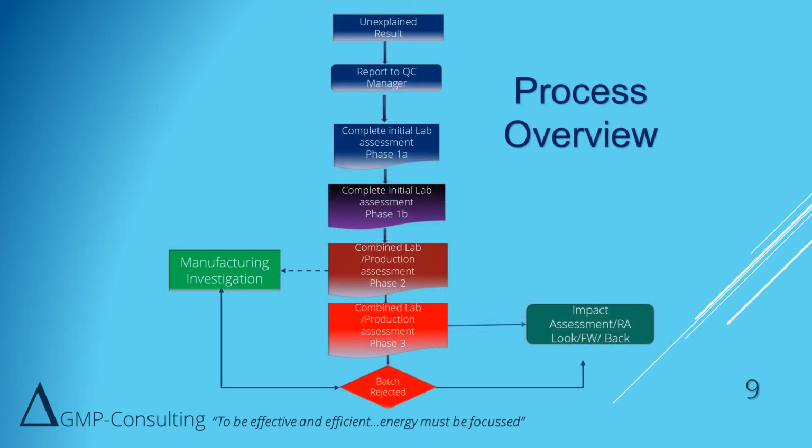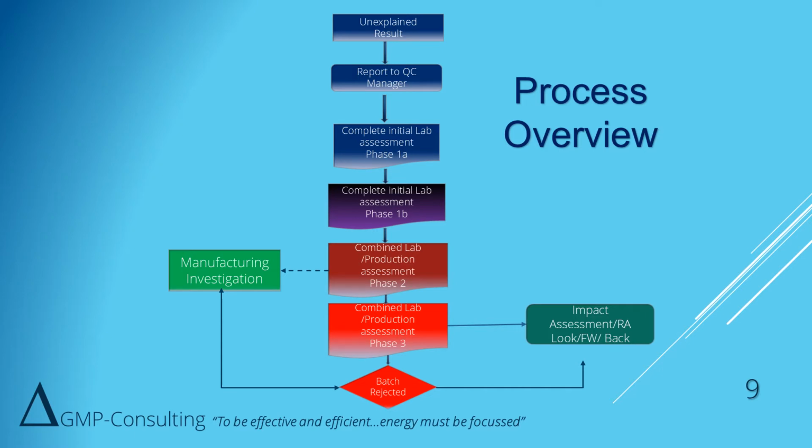Here is an overall top-level flowchart of the process expected to be used. So you get an unexplained result. It gets reported to the QC manager. The QC manager will do the initial phase 1A assessment, looking for really basic mistakes like you used the wrong sample or knocked it over or something. If it doesn't get resolved there, it'll go to 1B, which is a more in-depth look at the methodology, the instrumentation, the calibration, looking at validation reports, looking for still laboratory-based issues, but much harder to spot.